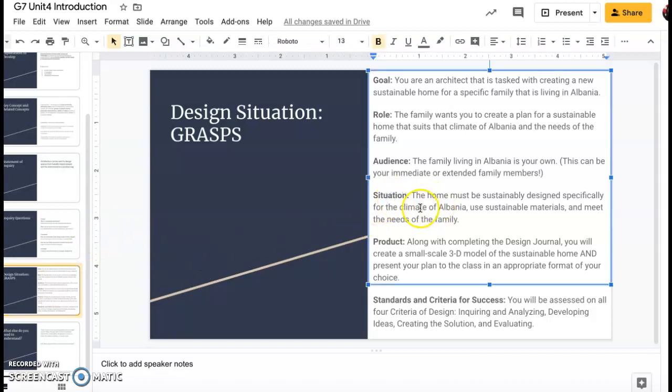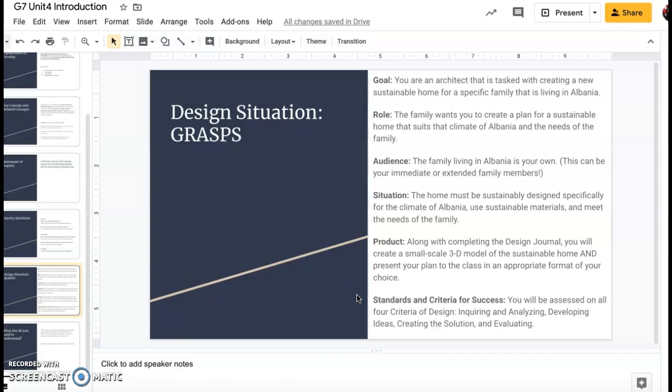This situation means that your home must be sustainably designed specifically for the climate of Albania. You need to use sustainable materials, and you need to meet the needs of the family. Your product: you will complete your design journal, and you will create a small-scale 3D model of the sustainable home and present your plan to the class in an appropriate format of your choice. So not only will you complete the whole project in a design journal and submit it on ManageBac, you also have to complete the home model, and you will present that idea in class and explain how exactly this home solves the problems and helps the audience that you chose, the family that you chose.